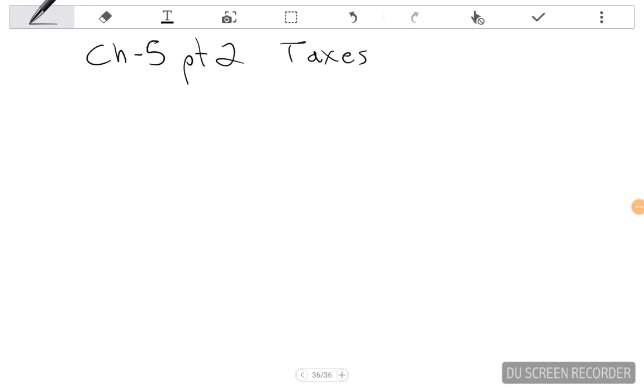Okay, so for the second part of Chapter 5, we're going to talk about itemized deductions in the way of taxes. So this section is called State and Local Taxes. And they list out in the beginning of the chapter personal property.